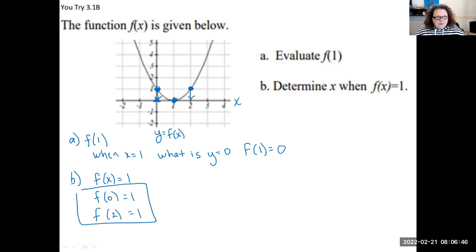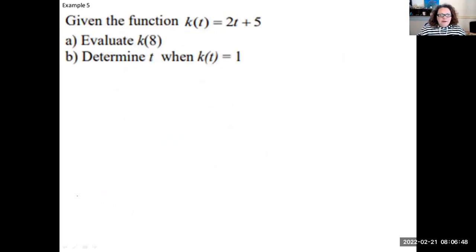Okay. All right. Given the function k of t is equal to 2t plus 5, evaluate k of 8. So they're using, instead of x, they're using t. So I'm going to rewrite k of t.